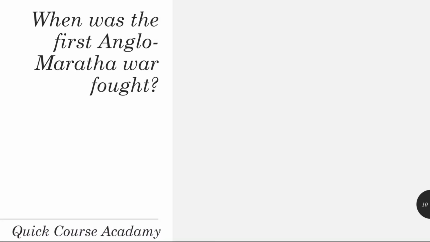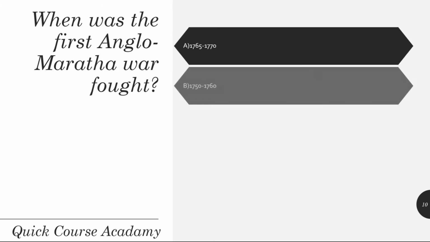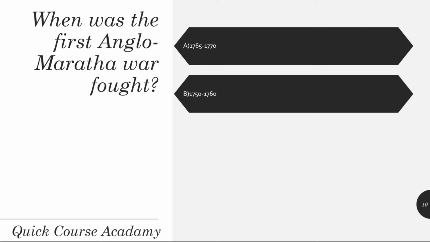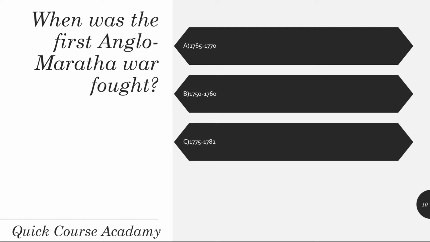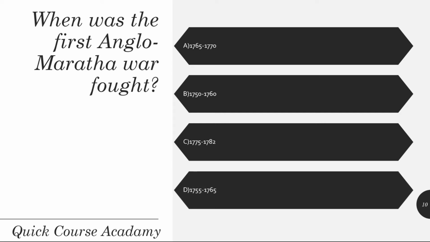When was the first Anglo Maratha war fought? 1765 to 1770, 1750 to 1760, 1775 to 1782, 1755 to 1765. And the correct answer is 1775 to 1782.